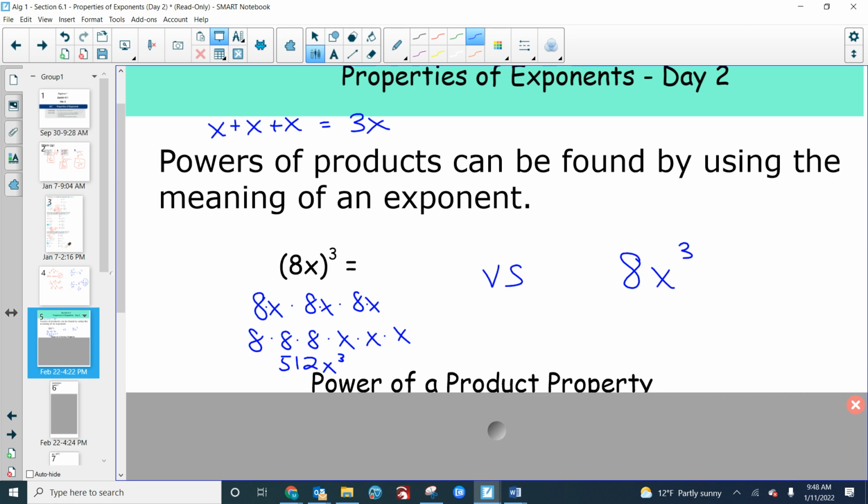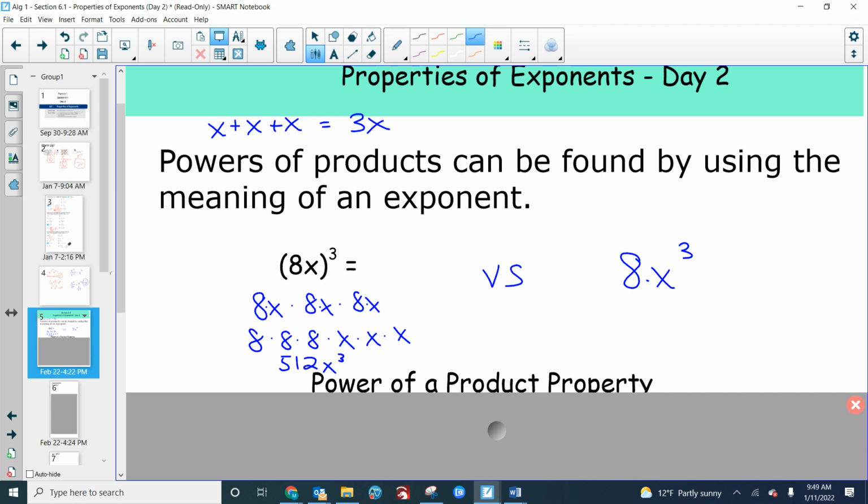Tell me what is happening here. Order of operations. X is being multiplied by itself 3 times, which is just x to the third, right? And then that gets multiplied times 8. Order of operations, right? Parentheses first, then multiplication. Yes?